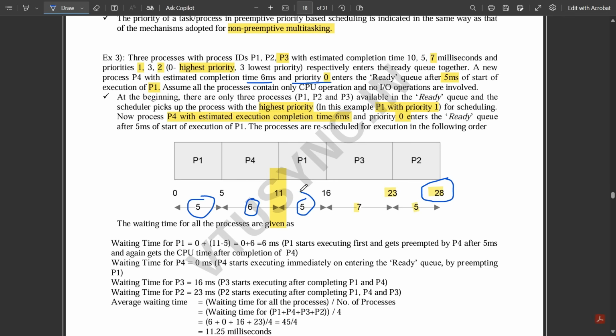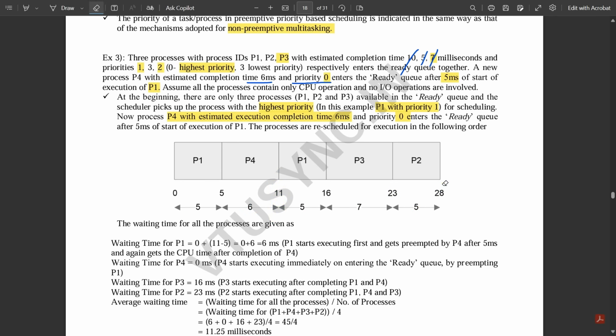Again, after 6 milliseconds, since P1 has completed 5 milliseconds, it has 5 milliseconds remaining. So that would take place, and P1 would be completed. Then P3 would be executed. Why is P3 selected? Because it has the next highest priority, that is 2. So it would take 7 milliseconds to complete. Then after that, P2 would be remaining, so it would take 5 milliseconds. Okay, so like that this diagram goes, and this figure represents that flow of execution. Hope you understood this.